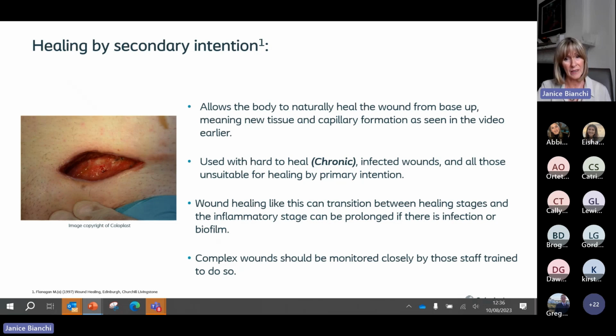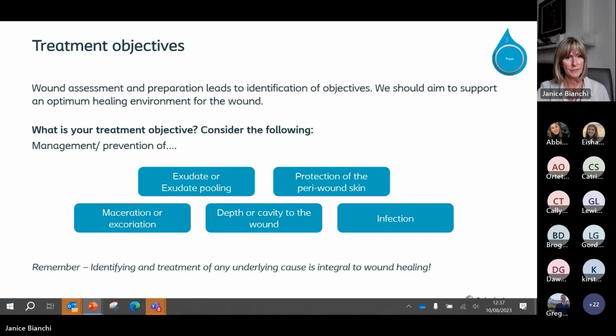Chronic wounds generally heal in this way, or wounds which we can't heal by primary intention. And there will be very often a prolonged inflammatory stage, and this might be due to biofilm or infection. So we need to monitor them closely, and that has to be staff who are trained to do so.